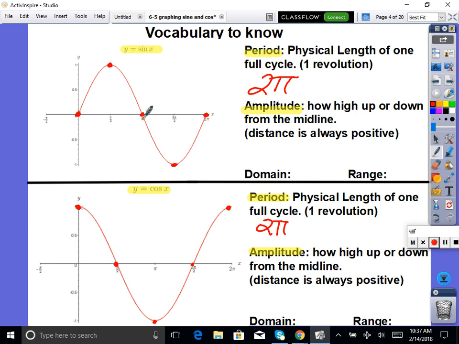All right, amplitude is how high you go up or down from the midline. Amplitude is distance, so amplitude is always positive. So notice it's up 1, down 1. So my amplitude is 1 from the midline. Same here. Midline would be here. So up 1, down 1. Amplitude is basically the halfway distance between the lowest and highest point.